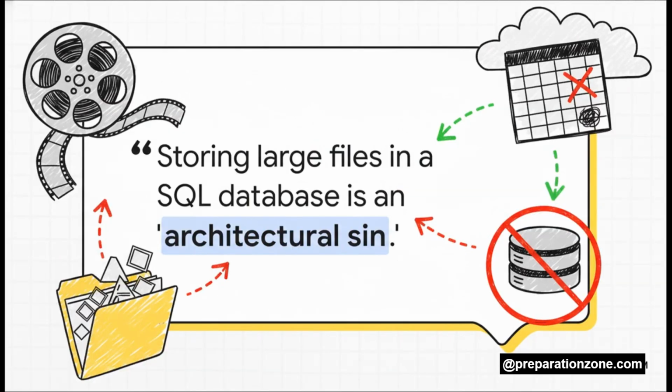And this quote just highlights a common mistake, a real architectural sin. You wouldn't store a movie file in a spreadsheet, right? Of course not. The exact same logic applies here. Relational databases are just terrible at handling huge, unstructured files.